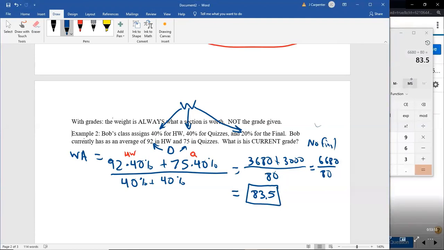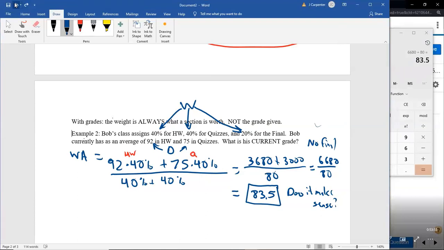Now you got to ask yourselves, with anything in this class, does it make sense? Well, the lowest grade we had was a 75. The highest grade we had was a 92. So our average must be no lower than 75 and no higher than 92. It should be somewhere between them. And it is. 83.5 is between 75 and 92.